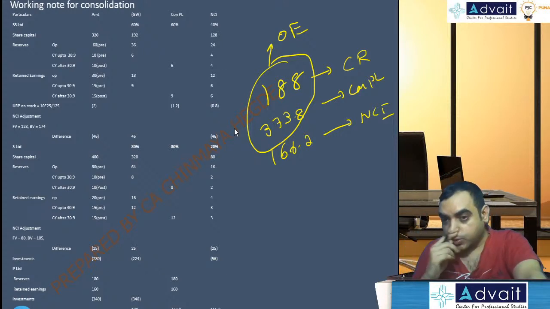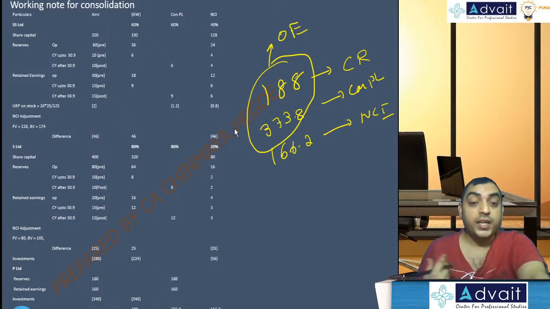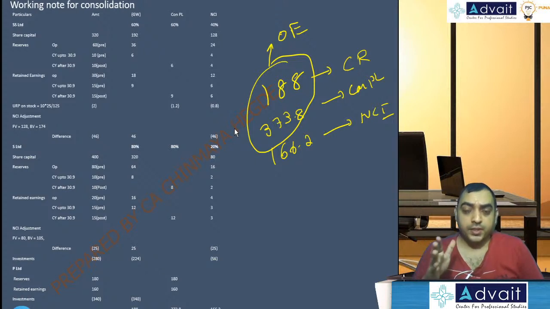Atul is asking what is 180, 160? Retained earnings and reserves of P Limited, the holding company's reserves, the holding company's profits, that will come in ConPL. Okay, so hope you got this one. Just for more clarity, I'll do one thing. This working note, what you're seeing now, the screenshot of this, I will share in my Telegram channel. So later, you can view it and verify your answers.